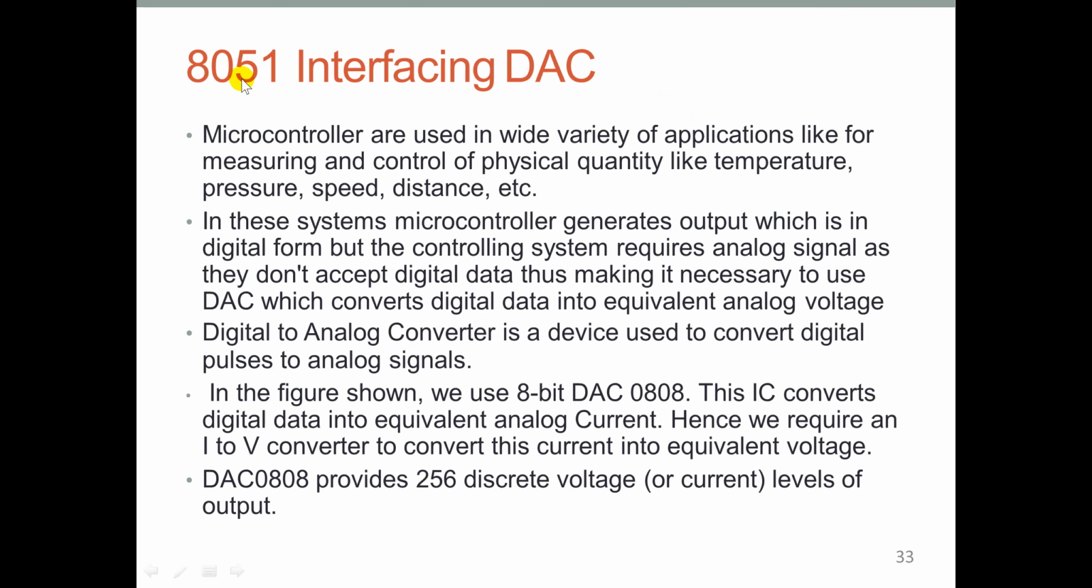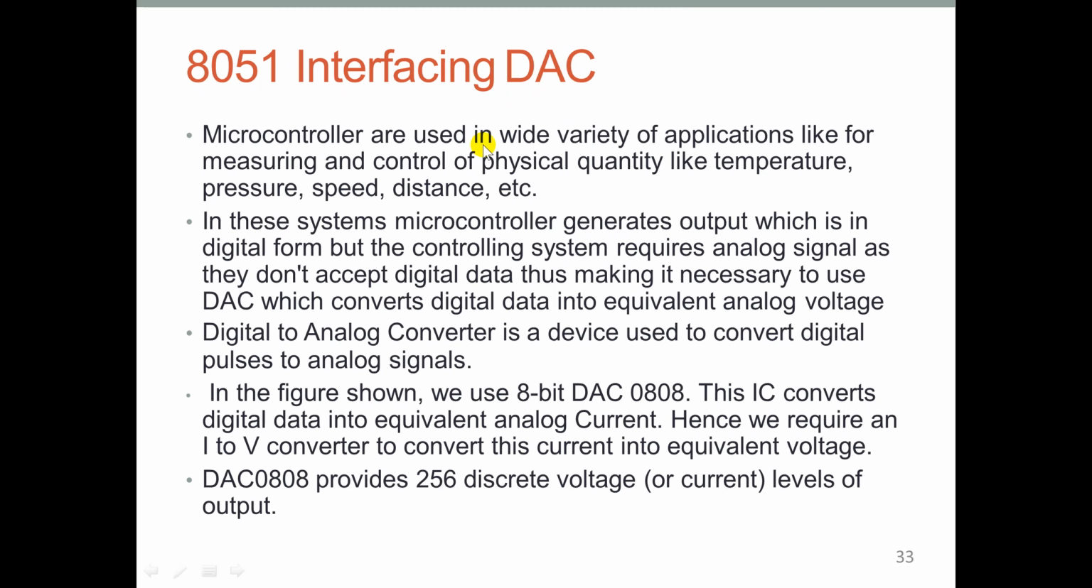Now let us continue with the 8051 interfacing with the DAC, that is, digital to analog converter. Till now we discussed the temperature sensor, that is how we convert an analog signal to a digital signal by using ADC. So in this experiment we are doing digital to analog conversion. The digital data we give in the PC, we are going to convert to analog. I'll show how we are going to do this.